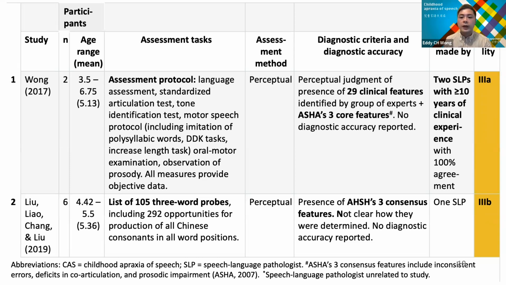The diagnosis of CAS was made by 2 speech and language pathologists with more than 10 years of clinical experience with 100% agreement. The criteria they used was 29 clinical features identified by a group of experts, plus the use of ASHA-3 consensus features. This study was rated as level 3A in terms of the quality of CAS diagnosis.